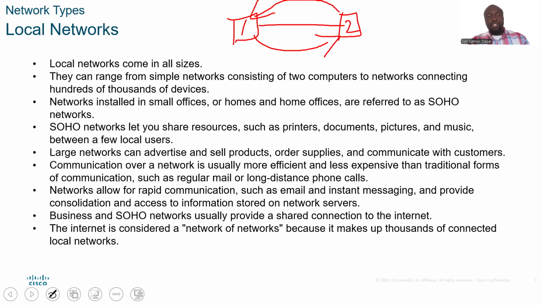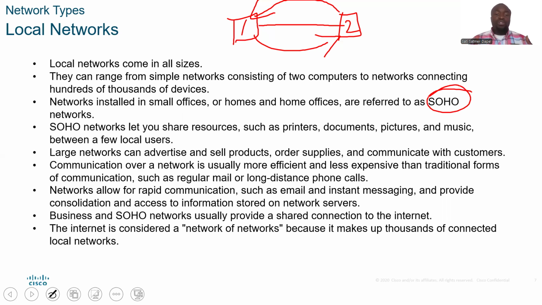Networks installed in offices, homes, and home offices are referred to as SOHO. SOHO means small office, home office. So part of the aim of this course, for those of us who are new to this, is that by the end of the course, we should be able to set up a small computer office or a small network in our homes. All right, something small. You should be able to do that. You should be able to set up a cyber cafe. You should be able to manage it or something like that.